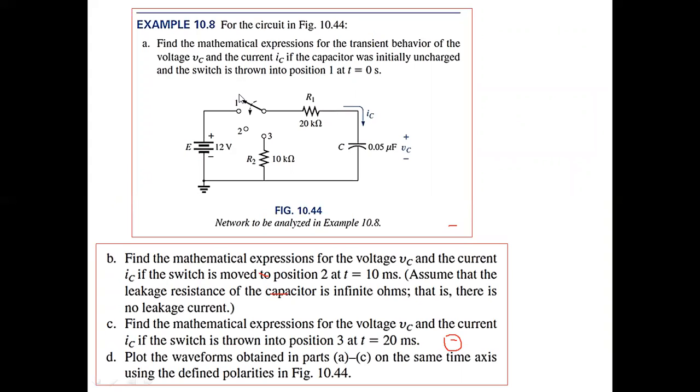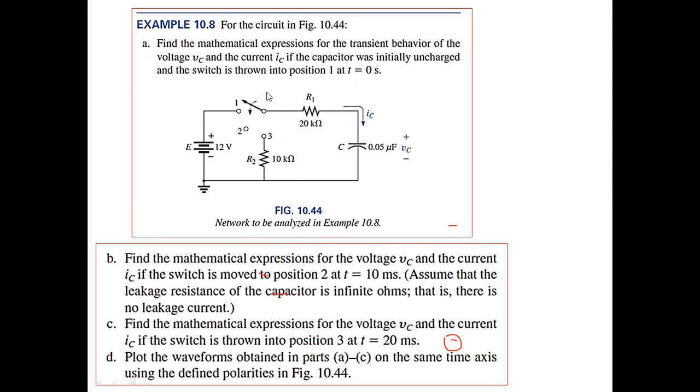Now the example: when the switch is moved to position number 1, we have to find the mathematical expression for VC and IC. Then the switch is moved to position number 2 at 10 millisecond. What will happen then, and when it is moved to position number 3 at t equal to 20 millisecond? We have to plot the graphs for each of the parts A, B, and C.